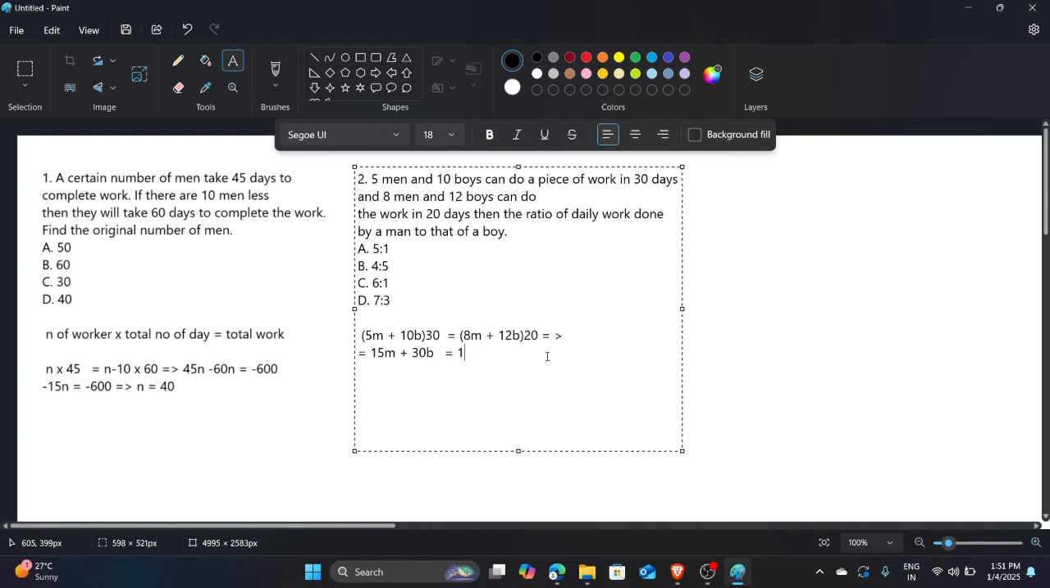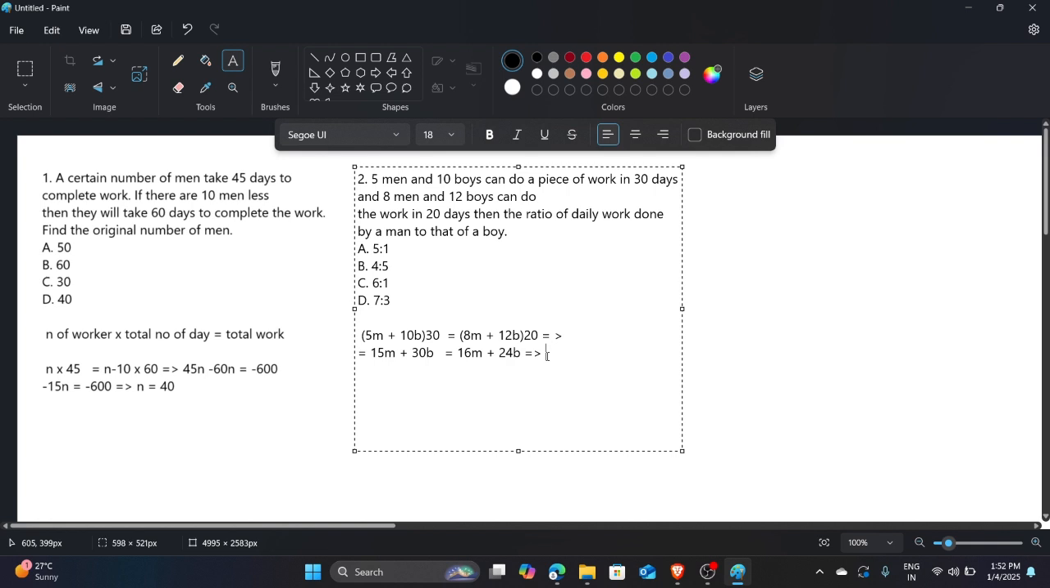2 eights are 16 men plus 12 are 24 boys. Okay, now we have to change their sides. If you can see, the men come in on this side, and the boys go to the left hand side. Boys on the left hand side and men on the right hand side.